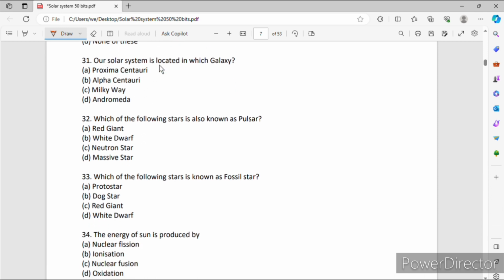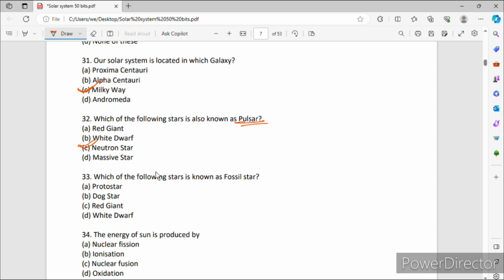Next question, our solar system is located in which galaxy? Yes, it is known, simply it is the Milky Way galaxy, is called Akashganga in our India. And next question, which of the following stars is also known as pulsar? See, pulsar, we mean neutron stars, neutron stars means pulsar. So option C is the correct answer here.